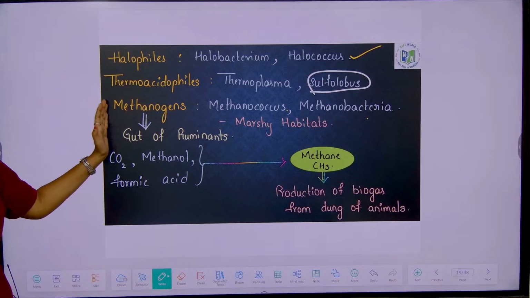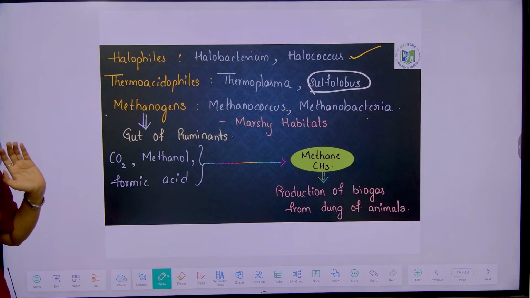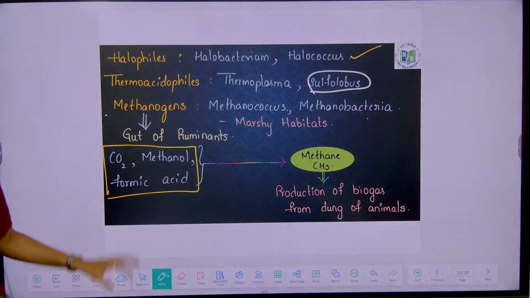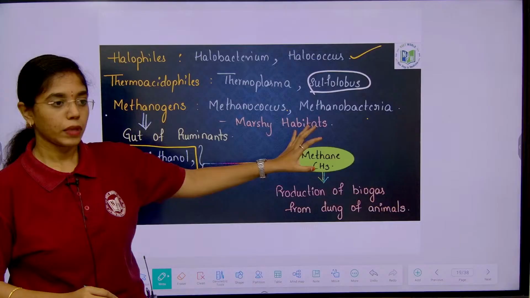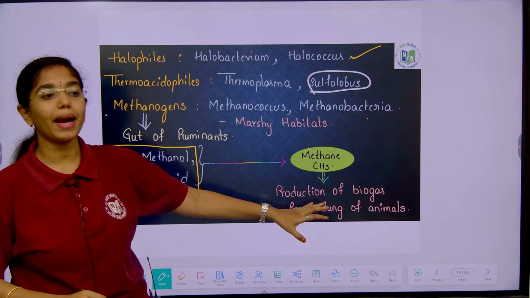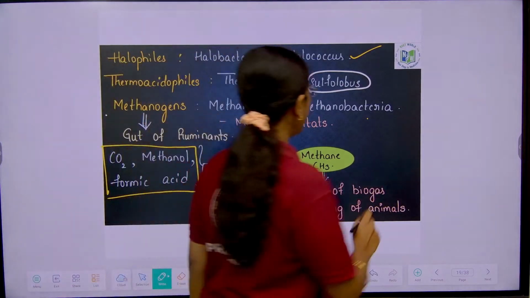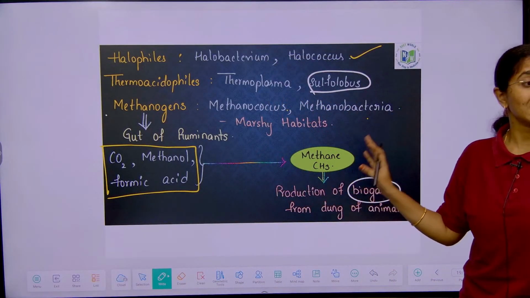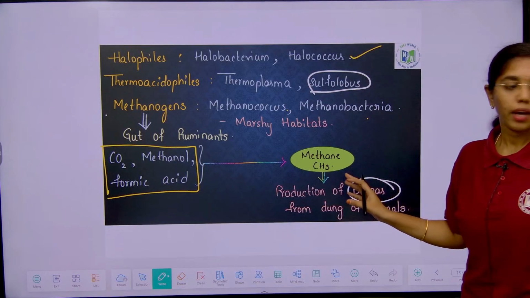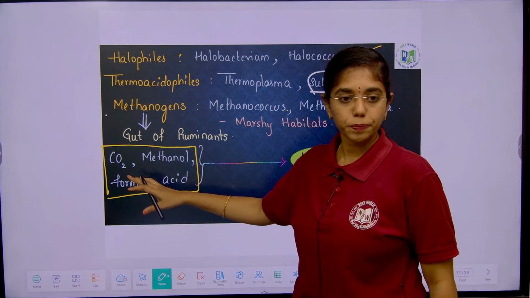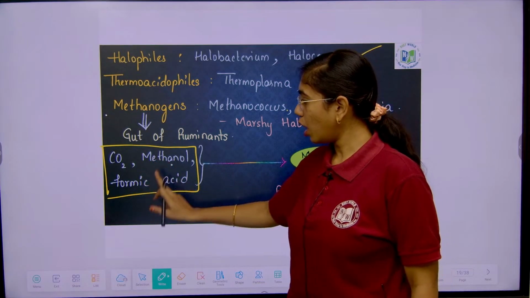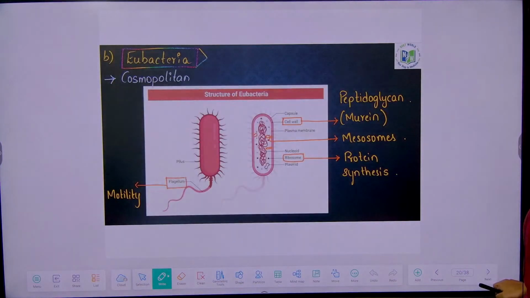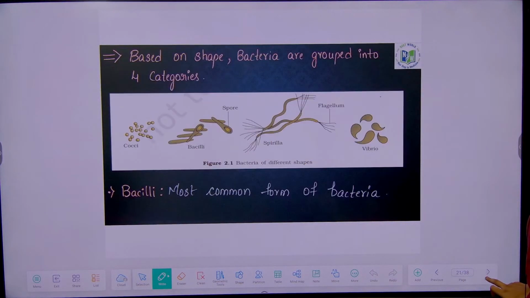So, in gut of ruminants, what is the job of these methanogens? Carbon dioxide, methanol and formic acid are turned to what? Methane, which is used for the production of what? Biogas from the dung of the animals. Okay, you will get what? Biogas which is rich in methane. Okay, what are the reactants of this? Carbon dioxide, methanol, formic acid, right. Remember the examples, and then eubacteria, this we have learnt.